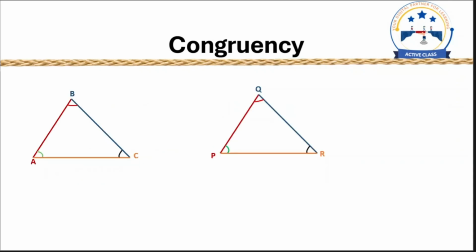If I have to write triangle ABC is congruent to triangle PQR, can you tell me the mathematical way of writing it? Great. I write triangle ABC, the symbol of congruent to, and triangle PQR. Now, let's see something very important. When two triangles are congruent, their corresponding sides and corresponding angles are also equal.